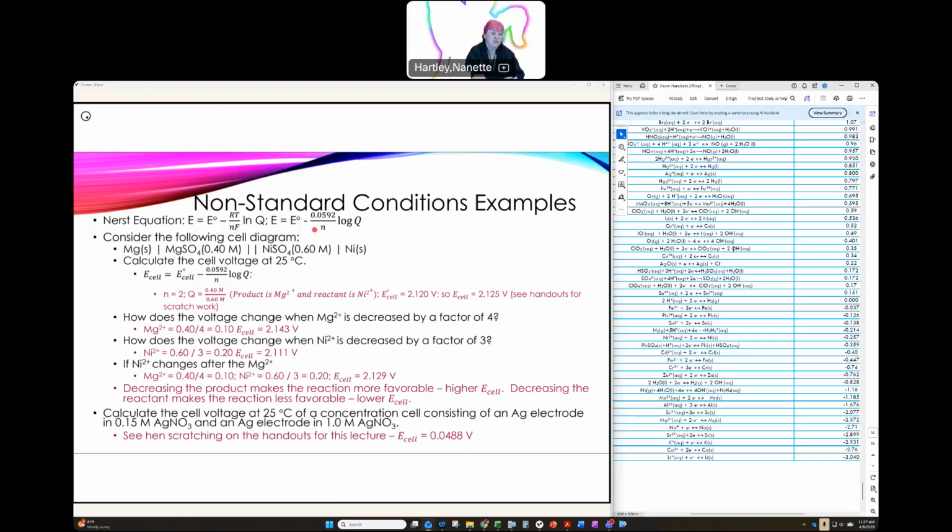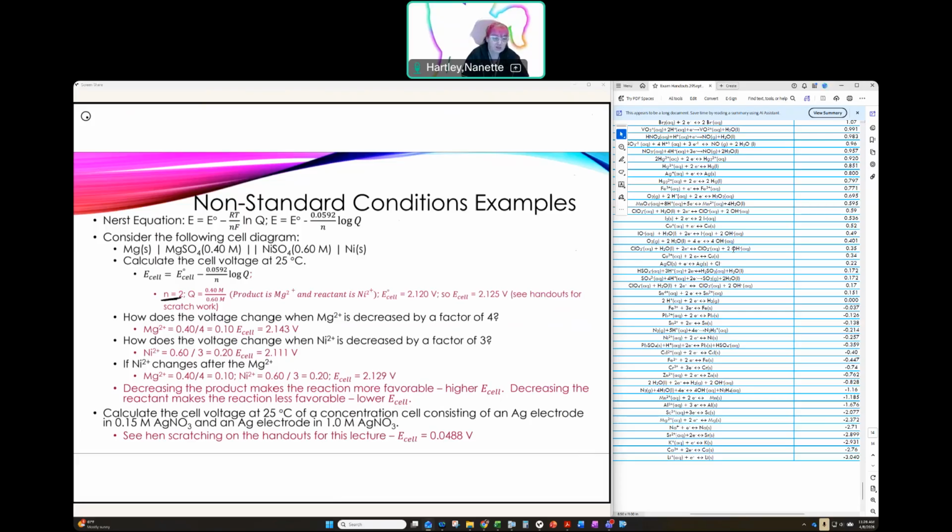So let's consider the following cell diagram. I have magnesium solid going to magnesium sulfate, which is 0.4 molar, and nickel sulfate, which is 0.6 molar, going to nickel. I want to calculate the cell voltage at 25 degrees C. So I know that E cell equals E naught cell minus 0.0592 over N log Q is the equation that I need. N is the number of electrons that are transferred in this process. I know that to go from Mg solid to Mg2 plus, that is a 2 electron transfer. Going from Ni2 plus to Ni is also a 2 electron transfer. So N is equal to 2.